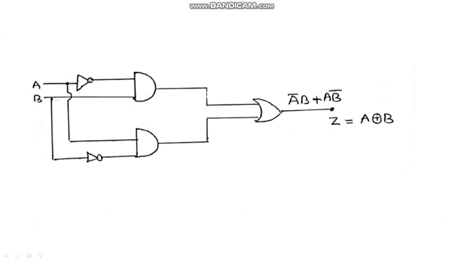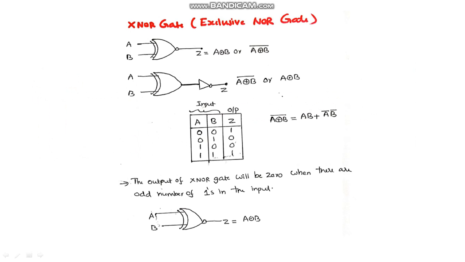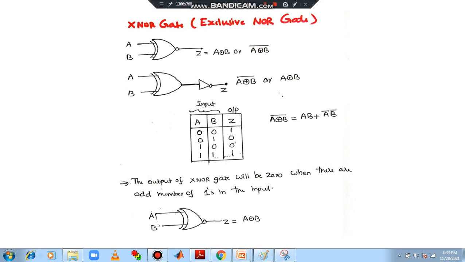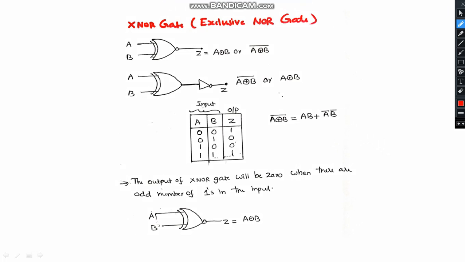Then you can verify the XOR gate by using an OR gate, then a NAND gate, then a NOT gate. It is a simple representation. If I talk about the XNOR gate, how do you verify the XNOR gate? Look at this. For the XNOR gate, the output will be the XOR output complemented. Look at the XOR.